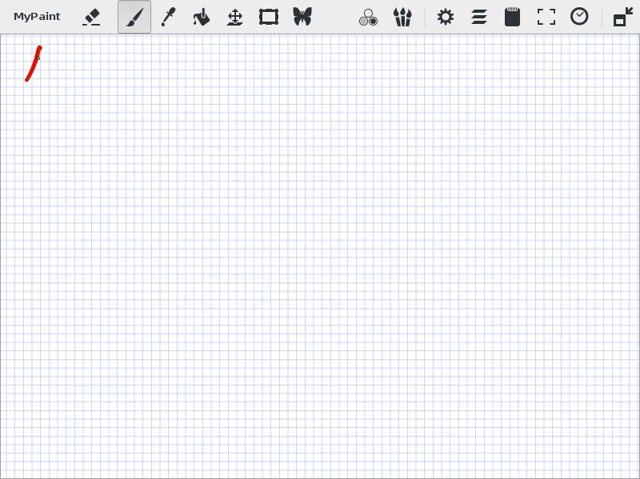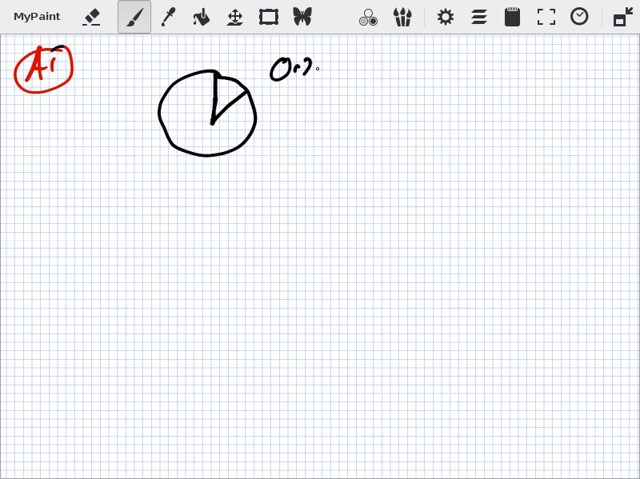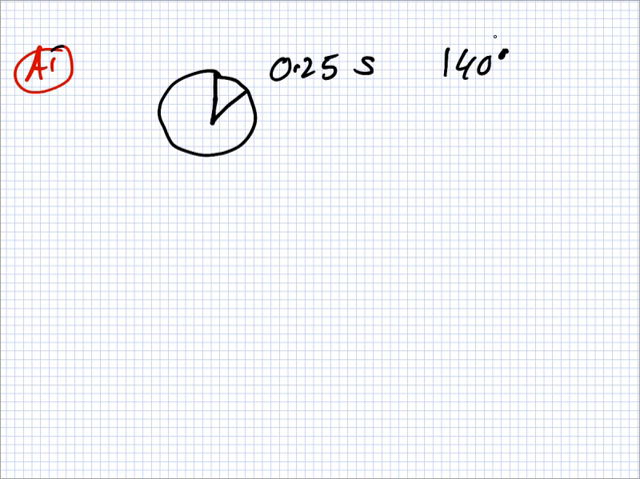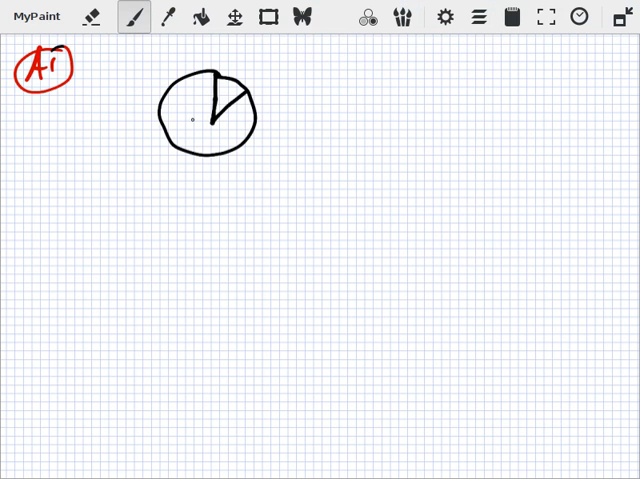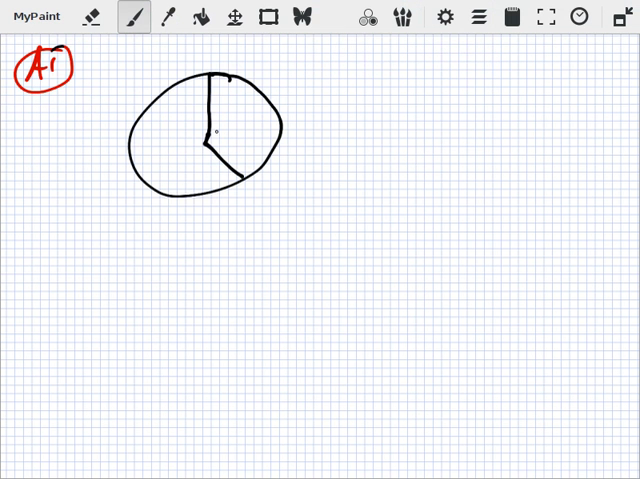Okay. Let's have a look here. So the first one is a wheel rotates through 140 degrees in 0.25 seconds. It's 140 degrees. It just is, okay? Is that better? Yeah.